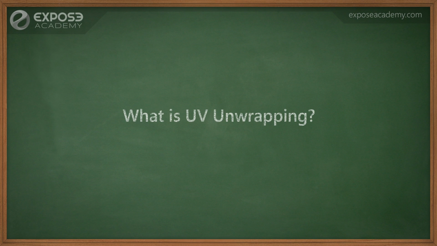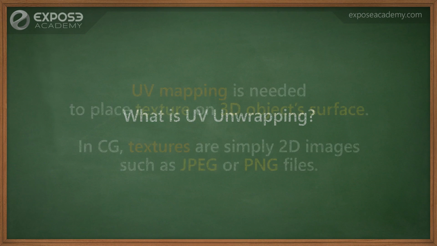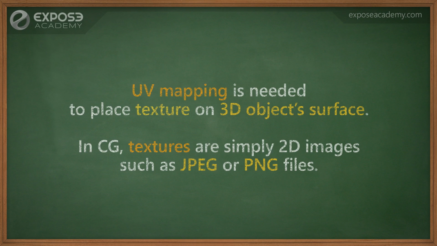What in the world is UV unwrapping and why do we need them? To answer these questions, let me explain first about UV mapping. We need a UV map to place texture correctly onto our 3D object. The term textures in 3D computer graphics are basically 2D images, such as JPEG file or PNG file, etc.